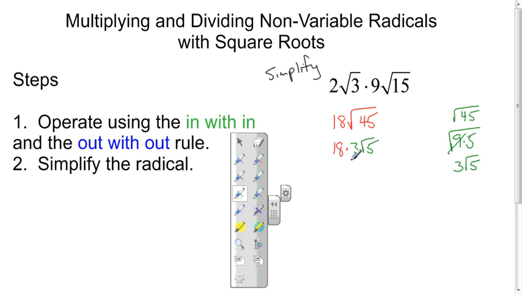So now I've got 18 times 3 to continue. That will be 30 and 24. It's 54 root 5.